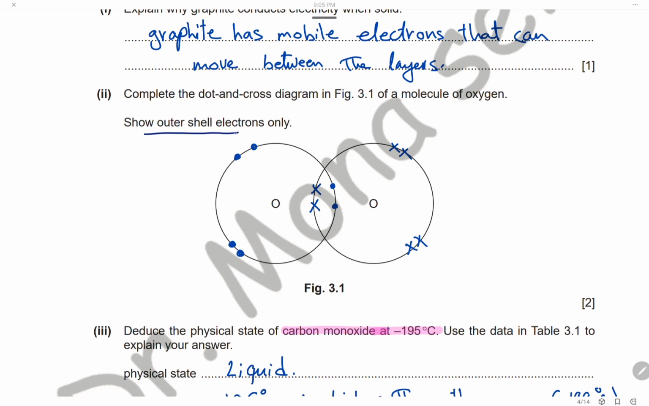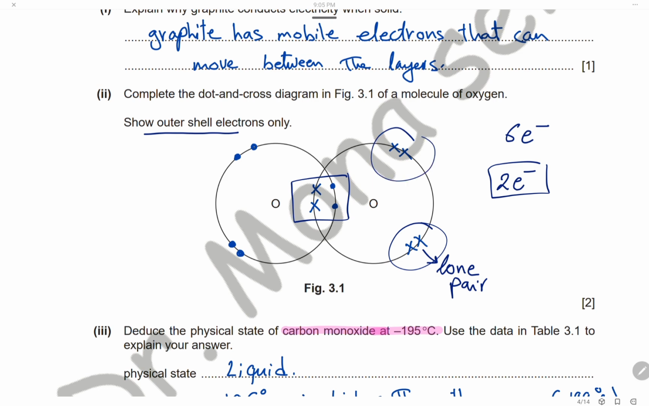Complete the dot and cross diagram for one molecule of oxygen. Show the outer shell electrons only. Oxygen is in group 6, so it has 6 outer shell electrons. Each oxygen atom will share 2 electrons to complete the outer shell to 8, so we will have 2 shared pairs of electrons between the 2 atoms, 2 electrons from each oxygen, and we have to complete the outer shell 8 electrons by drawing 2 lone pairs for each oxygen atom. So the first oxygen have 2 lone pairs and the second one also. Now each oxygen has 8 electrons in its outer shell.